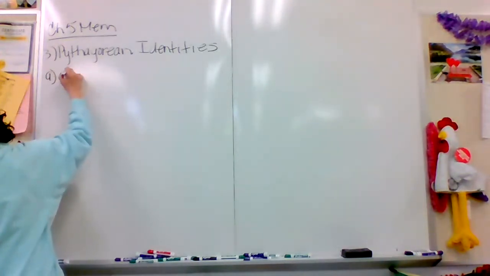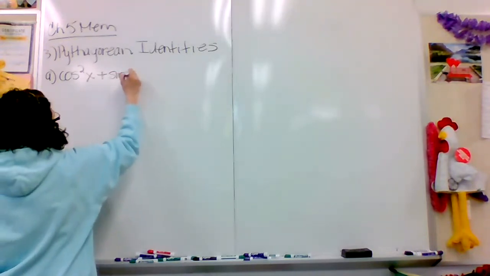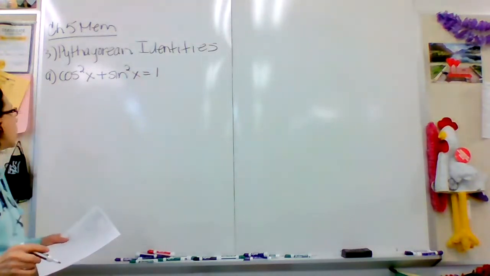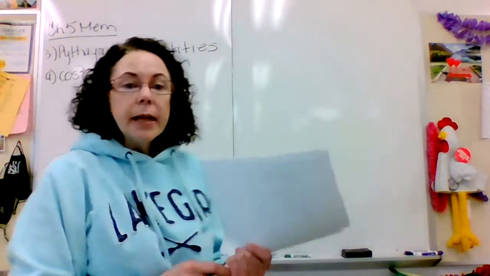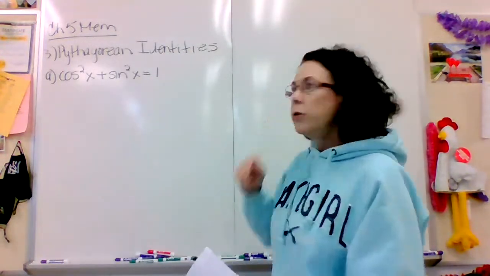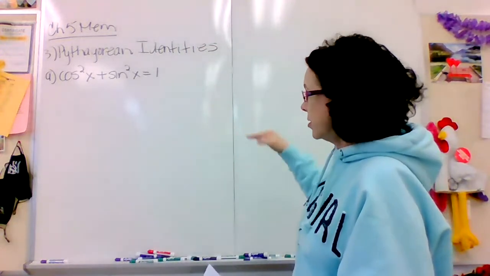The first is kind of what I call the big dog. Like this Pythagorean identity occurs most often. Cosine squared plus sine squared equals 1. Isn't that kind of an amazing thought? First of all, that you know what the cosine wave looks like. You know what the sine wave looks like.